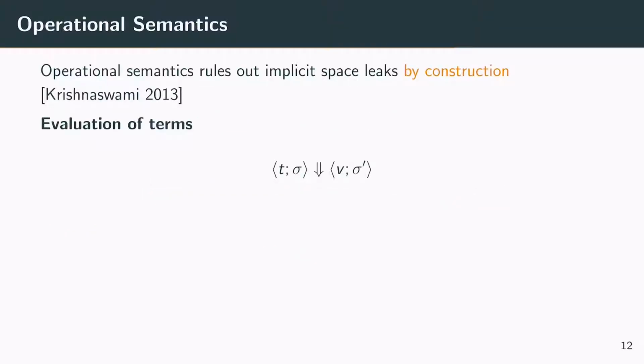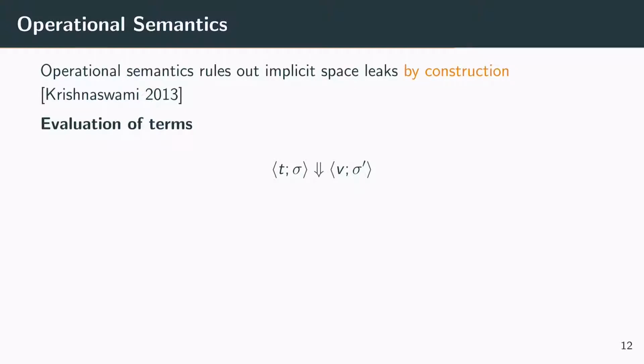So let's talk about the results that we get for our language. And these are operational results. So we have to talk about the operational semantics. So the operational semantics will rule out implicit space leaks by construction. This is an idea that goes back to Krishnaswamy's 2013 paper. And the idea is here that we have a big step operational semantics that describes how terms are evaluated in a single time step. Right?